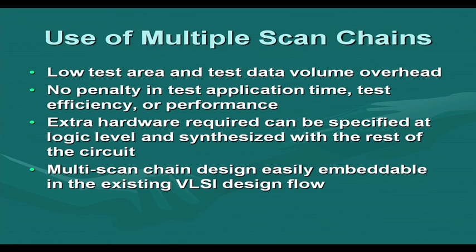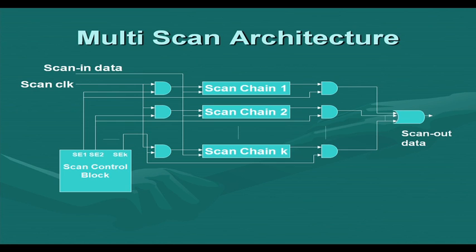So the multiple scan chains are there, and scan control hardware is there, but of course, when doing the synthesis, some part of it gets merged with the design itself. As a result, the overall area requirement may not be that high, and they are embedded in the VLSI design flow, and most of the CAD tools allow it, as we have seen.